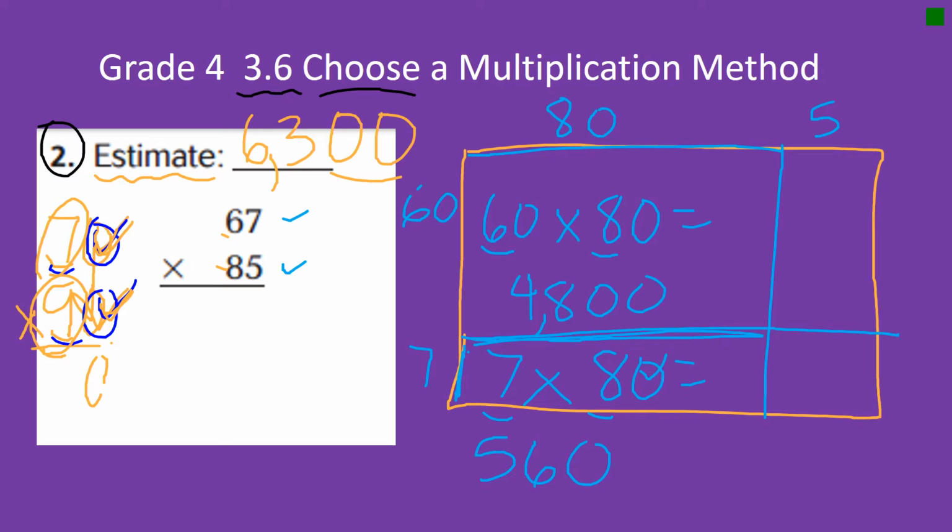Okay, and then moving up here to this row, I have how many rows there? Well, we have to go over here. 60 rows of, how many are in each row? 5. 60 rows of 5. 6 times 5 is 30. Add on that 1 0, 300.